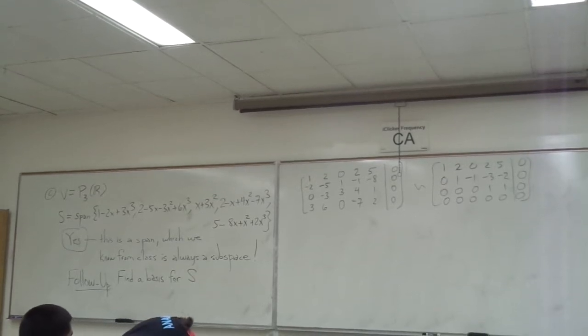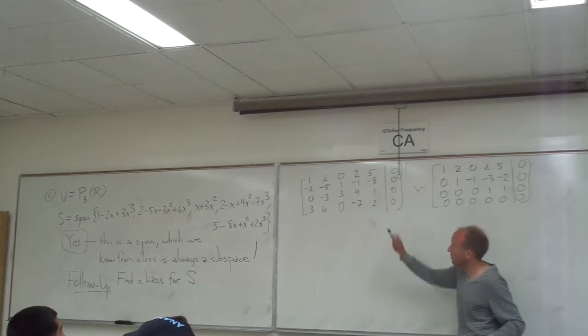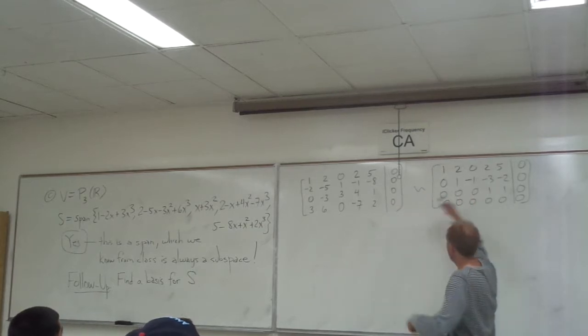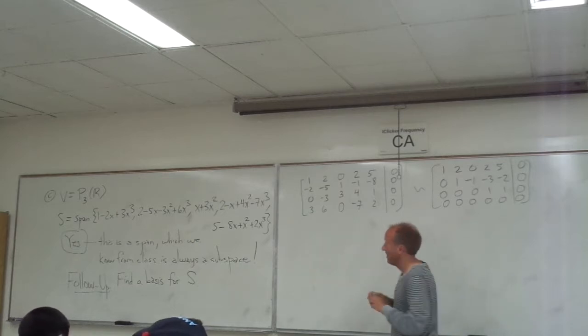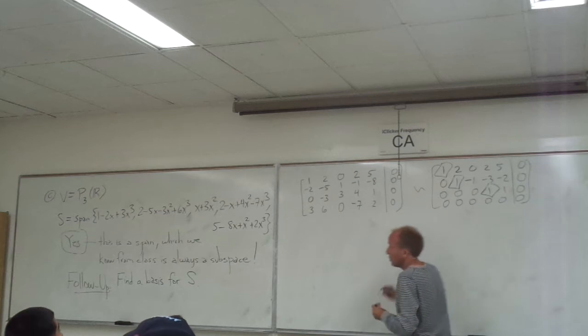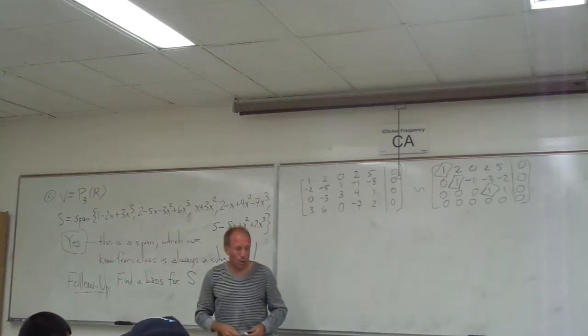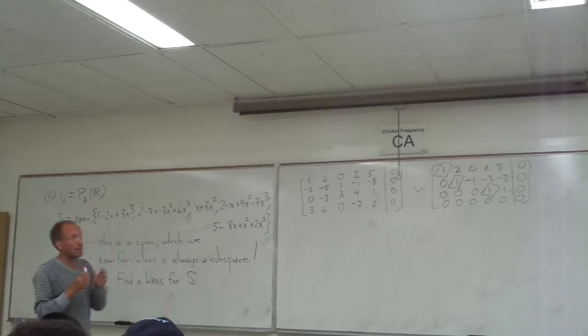Okay, so getting back to this example, we're finding a basis for this set. We've put our vectors into the columns. We've row reduced it. Now I'm going to circle the pivots here. So based on those pivots, how are we going to get our basis?